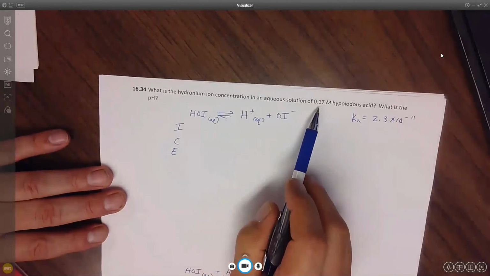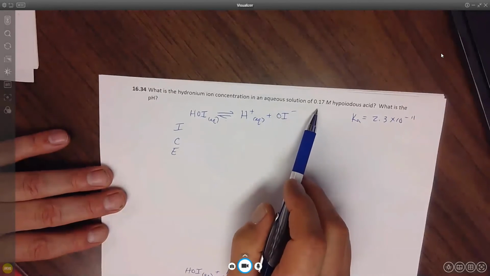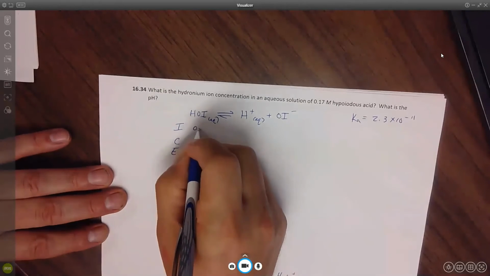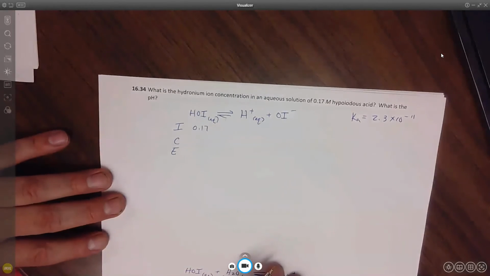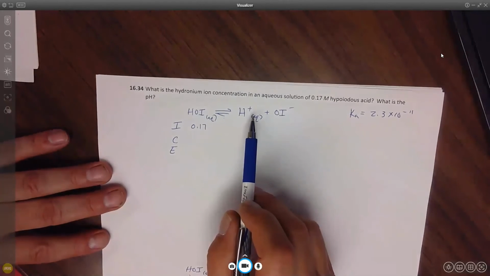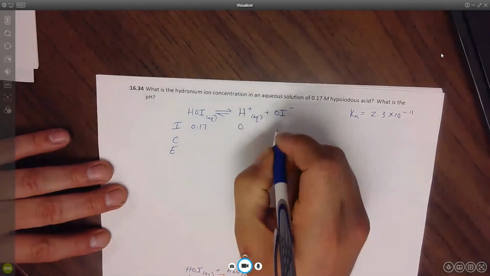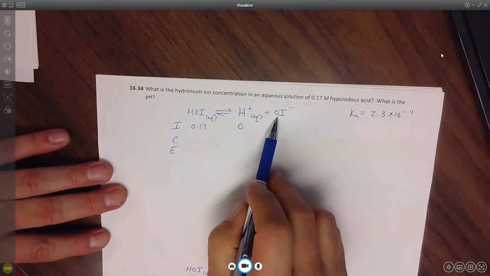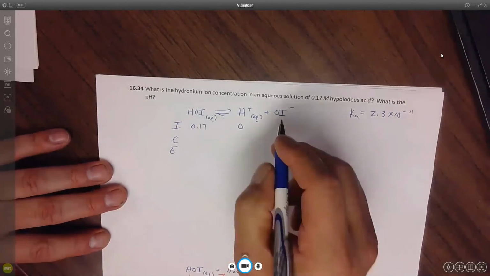Initial concentration was given to us as 0.17 molar. So that's going to be 0.17. Our hydrogen ion, again, we're going to assume is 0. We're going to assume we could ignore the self-ionization of water, so that would be 0. And again, pure water, so there wouldn't have been any of the conjugate base to begin with, so that would be 0.